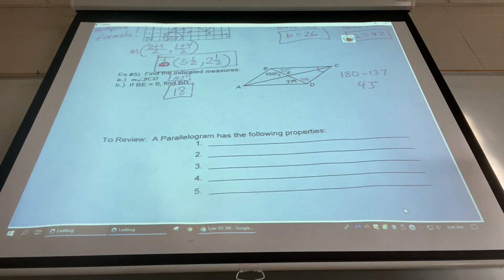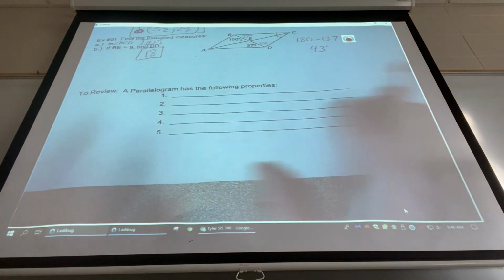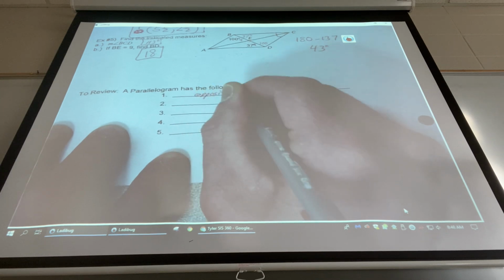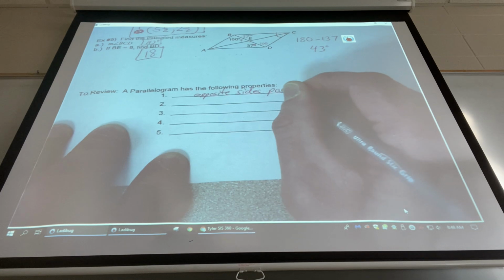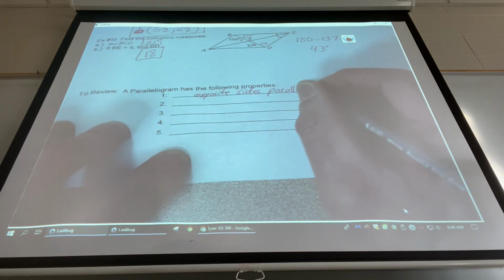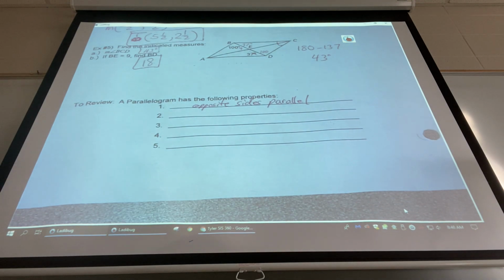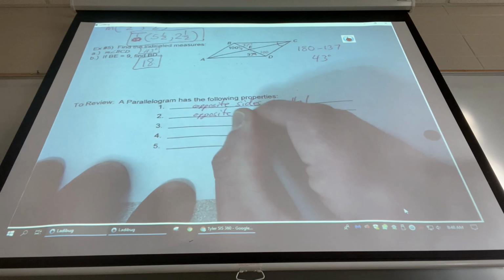Well, all right, so just to review this real quick, if you have a parallelogram, we know it has basically 5 different properties. The first one's the obvious one. Opposite sides are what? Parallel. Opposite sides parallel. That's a by-definition one. It's not a parallelogram unless this is the case. But what else do we know? Opposite sides are congruent.